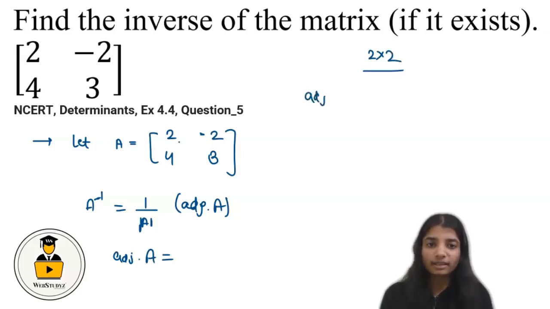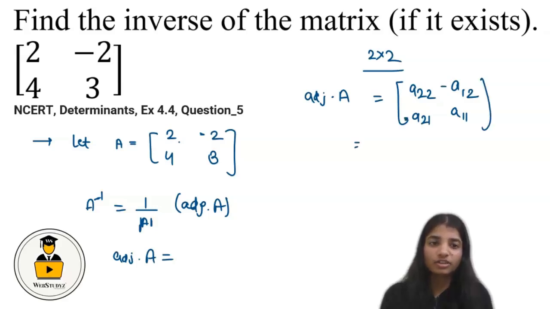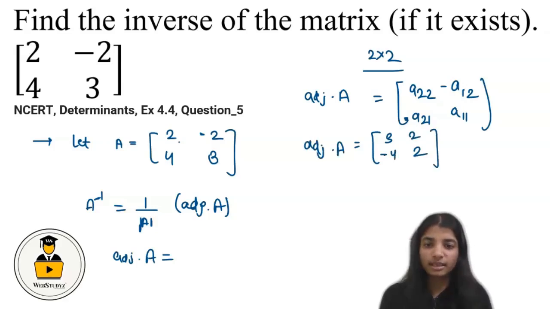The adjoint of that matrix becomes equal to: change the elements A11 with A22 and A22 with A11, and the elements A12 and A21 will remain at their positions, but their signs will change. So the adjoint of this matrix A becomes [3, 2; -4, 2], where the sign of -2 becomes +2, and 4 becomes -4. So this is the adjoint of the matrix A.